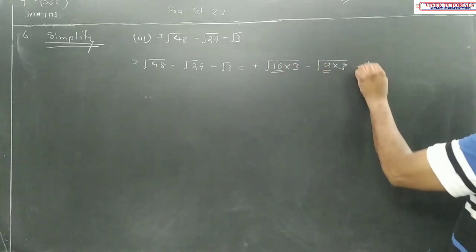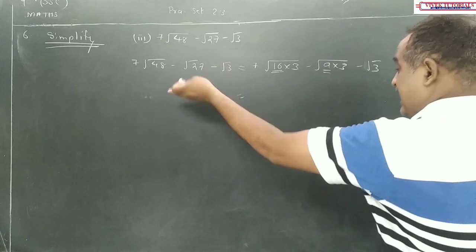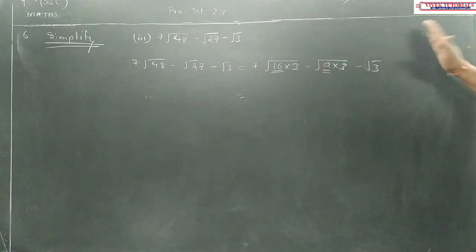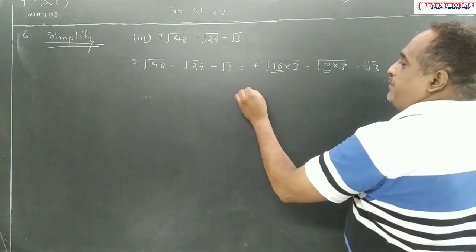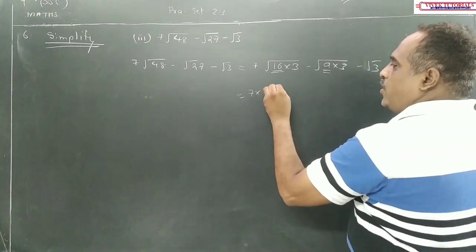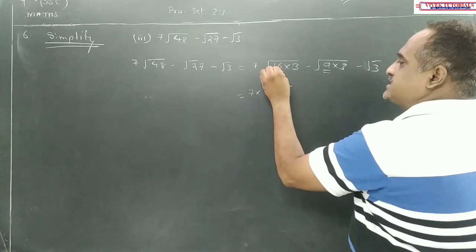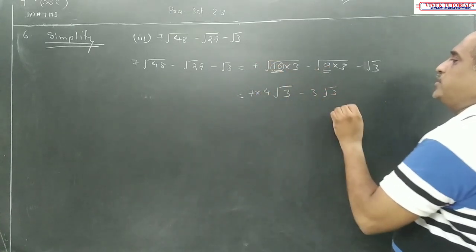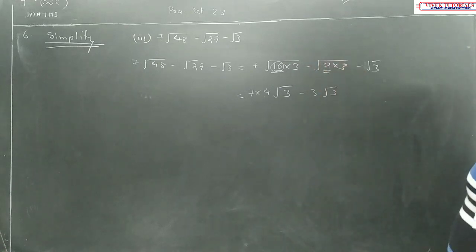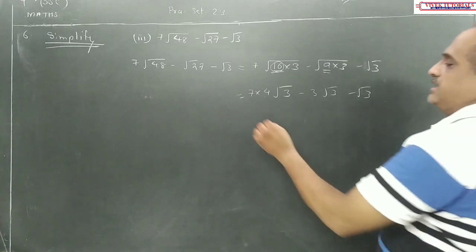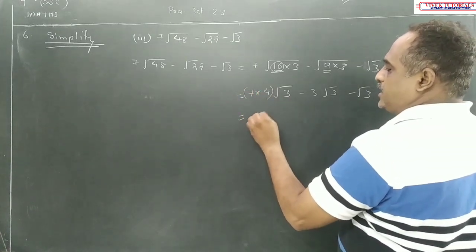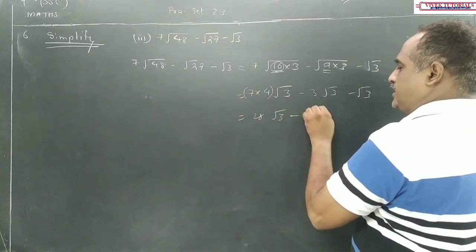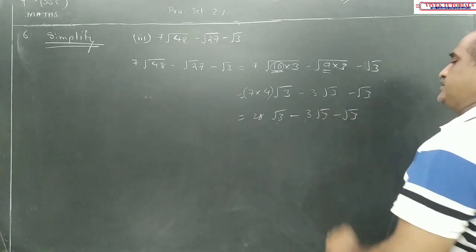And for this one, if I can't do anything, then you have to do the factors of 48, that will also work. So this becomes now 7 into 4 root 3, because it is coming out, it will become 4. This will come out, so 3 root 3, because 9 is the square of 3, minus root 3. After doing that, 7 times 4 is 28 root 3, minus 3 root 3, minus root 3.